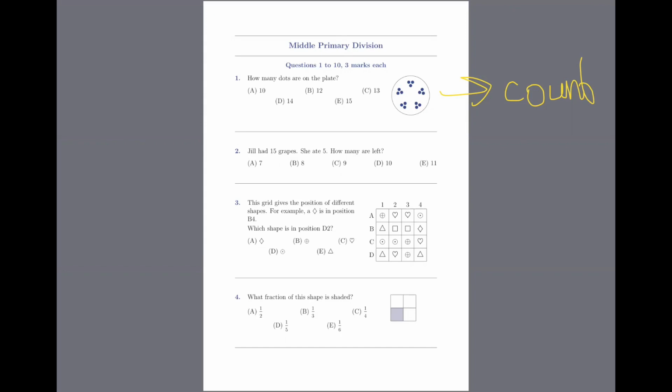We can see over here that they are in groups of 3. How many groups are there? 5. 3 times 5, 5 groups of 3. That's 15. Whichever way we do it, we get 15.